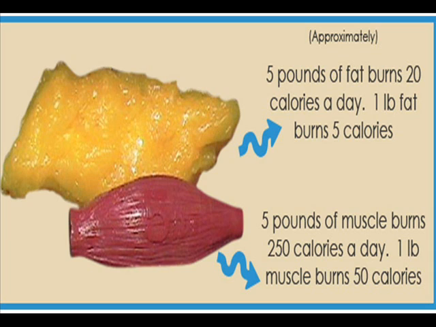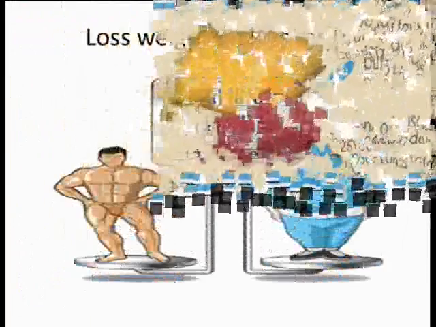But the same amount, 5 pounds of muscle, burns 25 calories per day. So look here. Muscle takes less space and burns more calories.